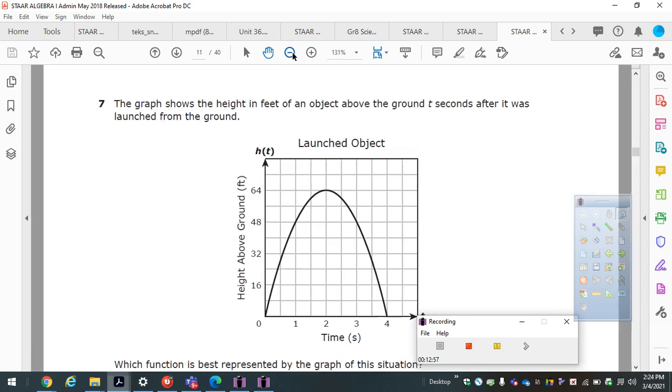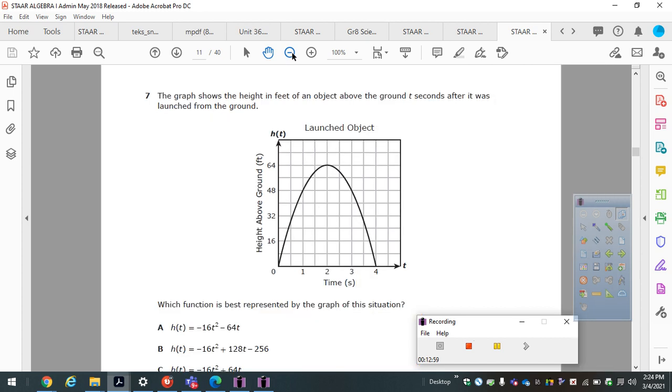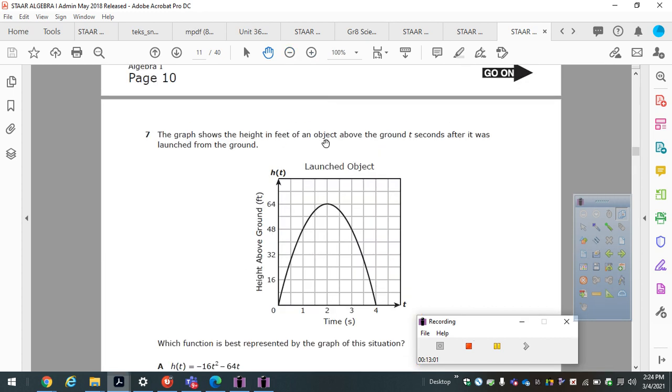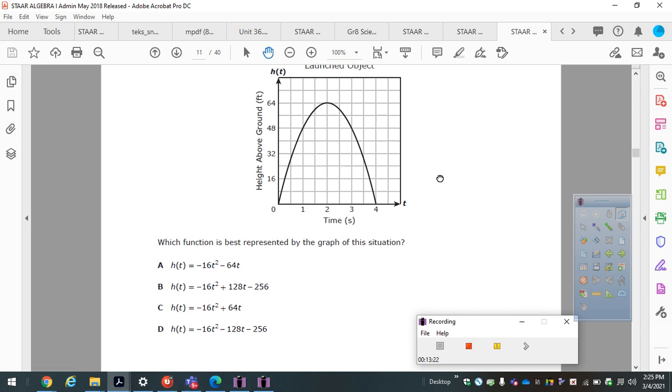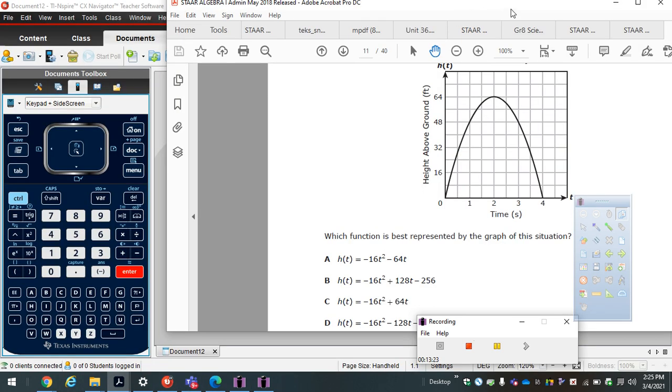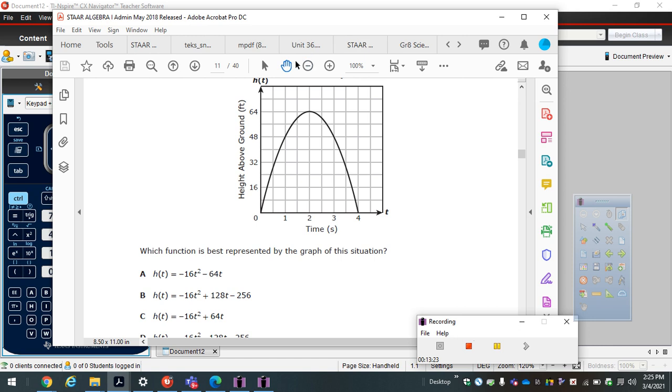So, oh, this is easy. Once you see these graphs, you should know how to do this real quick. This is just basically asking, which function is best represented by the graph? So it's basically asking, can you graph these to look like this? That's it. You want to go up from a 0 all the way up to a 64 and come back to a 4. So looking at these, I have no idea which one it is, so we're going to actually use a calculator.